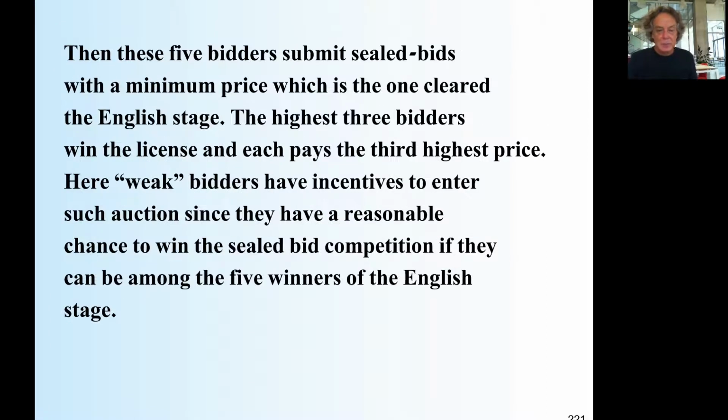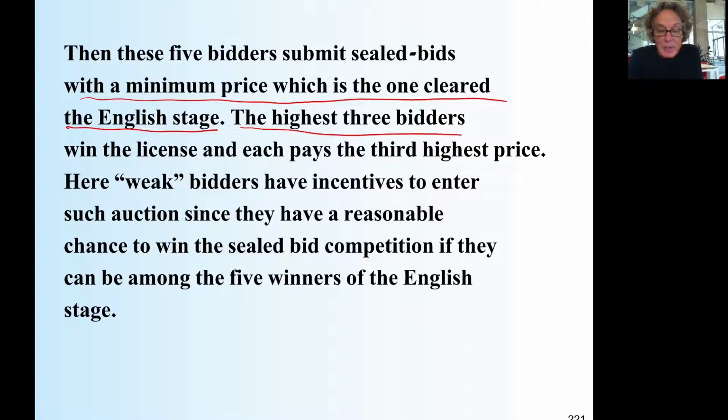So let's continue. These 5 bidders submit sealed bids with a minimum price which is the one that cleared the English stage. The highest 3 bidders win the license, and each pays the third highest price. So out of the 3, let's say one bids 25 million, the other 27 million, the other 28 million, and all the others below. All these 3 are the winners, but they pay 25, the lowest of the 3.